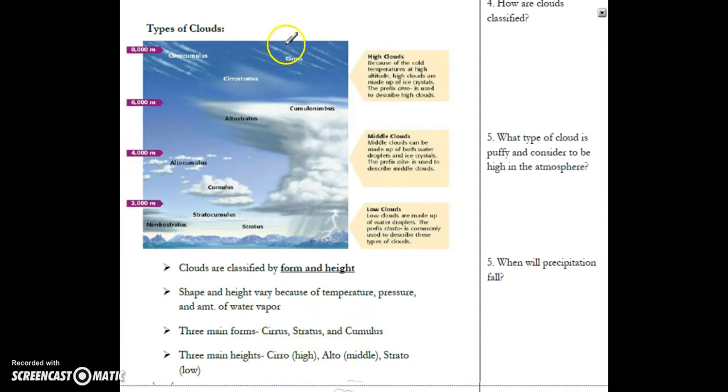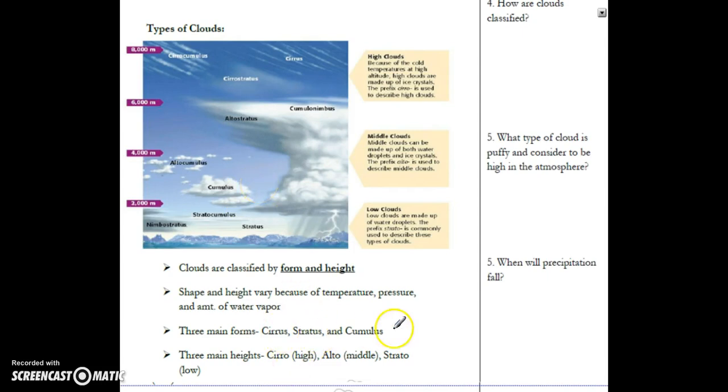Cirrus clouds are these wispy clouds up here. They're really high in the atmosphere. Stratus clouds are like blankets. If you've ever noticed a day when the sky just looks gray, those are stratus clouds. And cumulus clouds are those poofy clouds. Right here's a picture of one that you probably drew in elementary school.